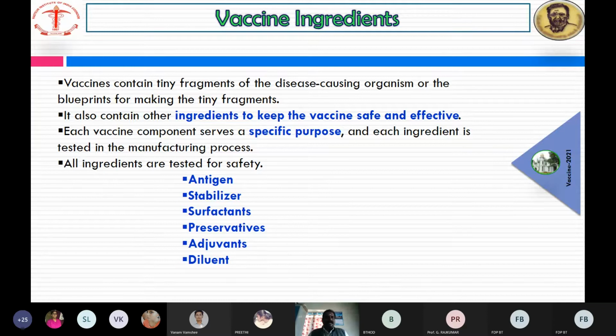That is the ingredients. Each and every vaccine component serves a specific purpose, and each ingredient is tested during the manufacturing process. All the ingredients are tested for safety. Antigen: an antigen is any kind of toxoid material. The toxoid is a protein, maybe a capsular protein, a crown-like structure protein, a G protein, an L protein, a virus protein or a bacterial protein. It can elicit an immune response. That is the antigen.